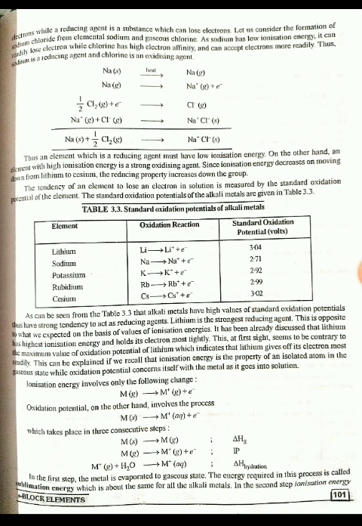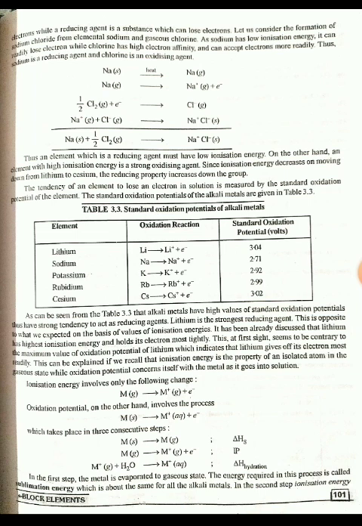As can be seen from table 3.3, alkali metals have high values of standard oxidation potentials, thus have a strong tendency to act as reducing agents. Lithium is the strongest reducing agent. This is opposite to what we expected on the basis of values of ionization energies. It has already been discussed that lithium has the highest ionization energy and holds its electron most tightly. This at first sight seems to be contrary to the maximum value of oxidation potential of lithium, which indicates that lithium gives off its electron most readily.